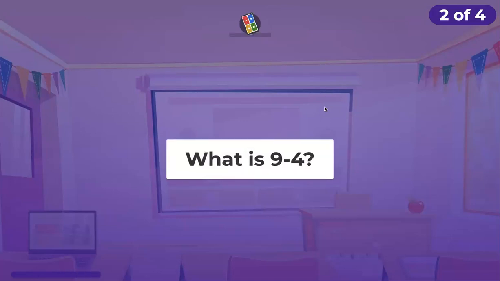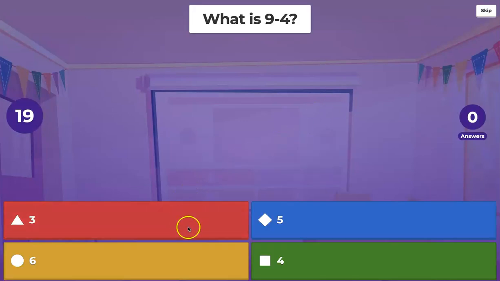Perfect. And then we have another one. What is 9 minus 4? Again, same thing. It's going to have all of these different options up on the screen. It's very helpful for students who are more visual. This one again is going to be blue. It is going to be number 5.